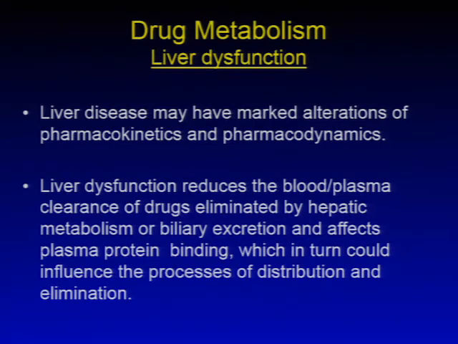Liver disease may cause marked alteration in pharmacokinetics and pharmacodynamics. Liver dysfunction reduces the blood plasma clearance of drugs eliminated by hepatic metabolism or biliary excretion and affects plasma protein binding, which in turn could influence the process of distribution and elimination.